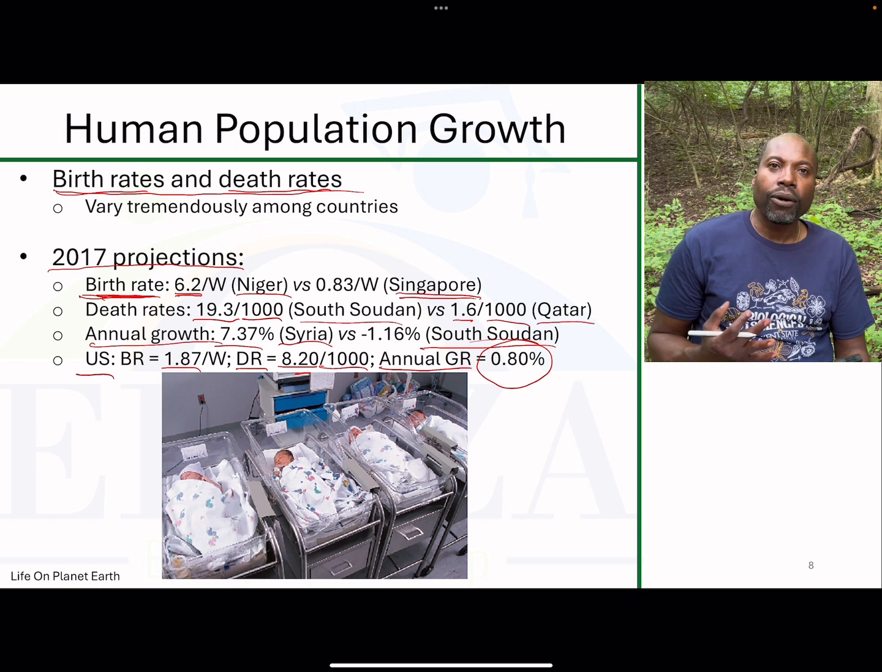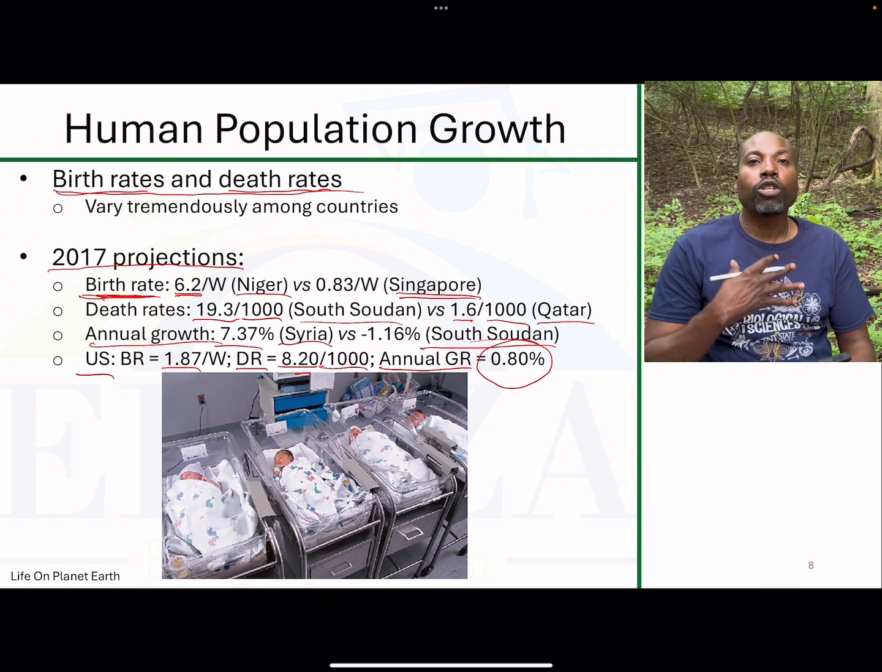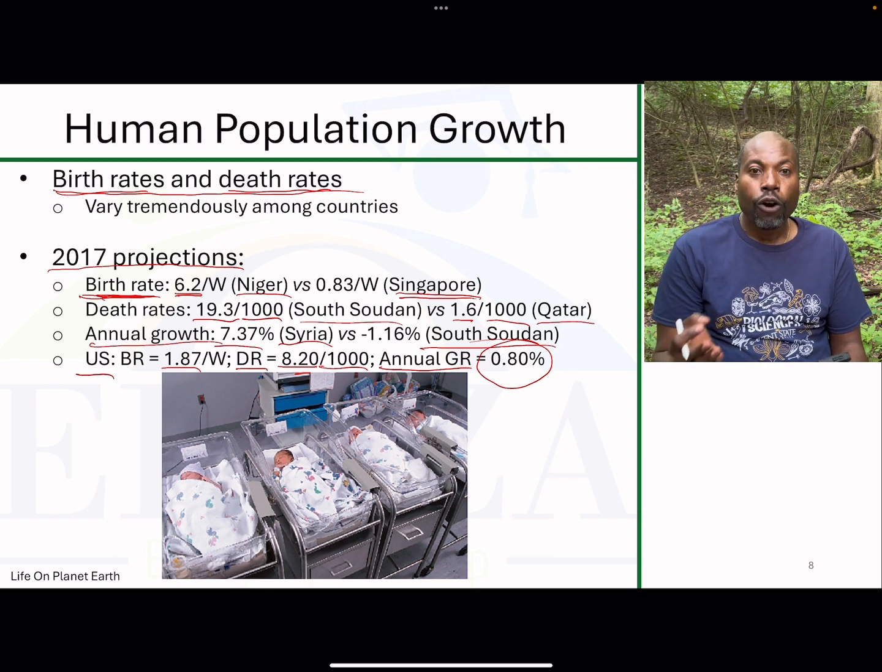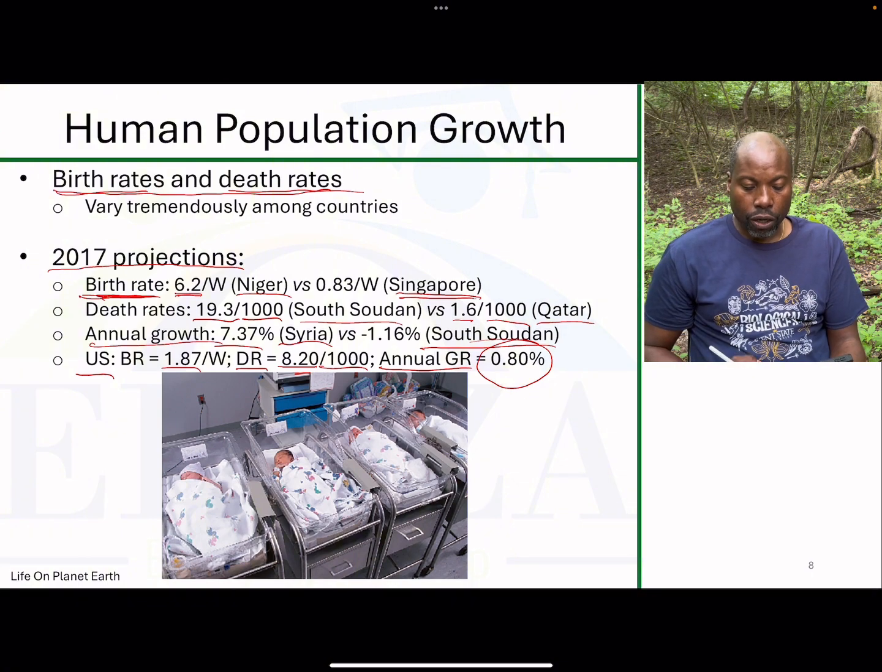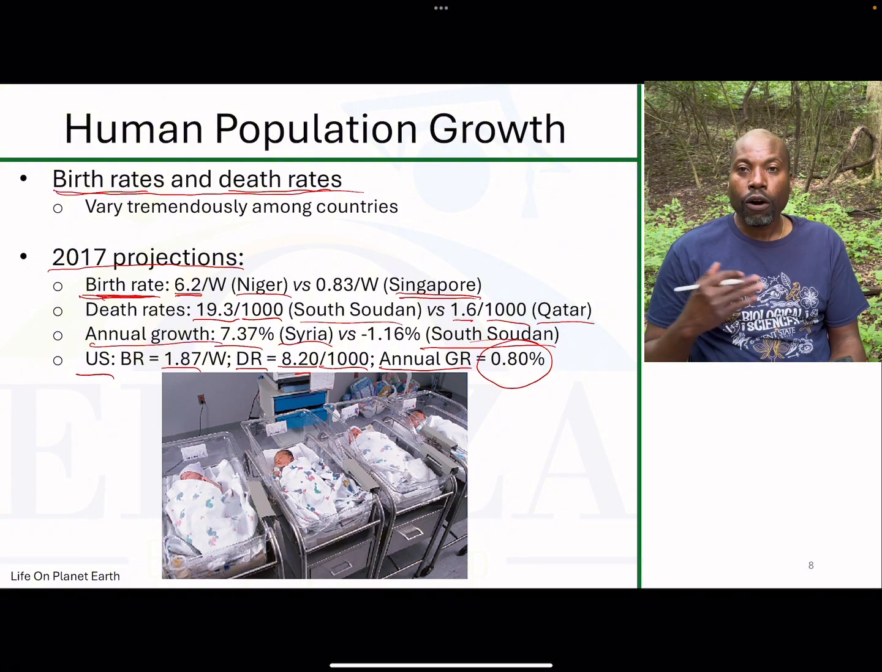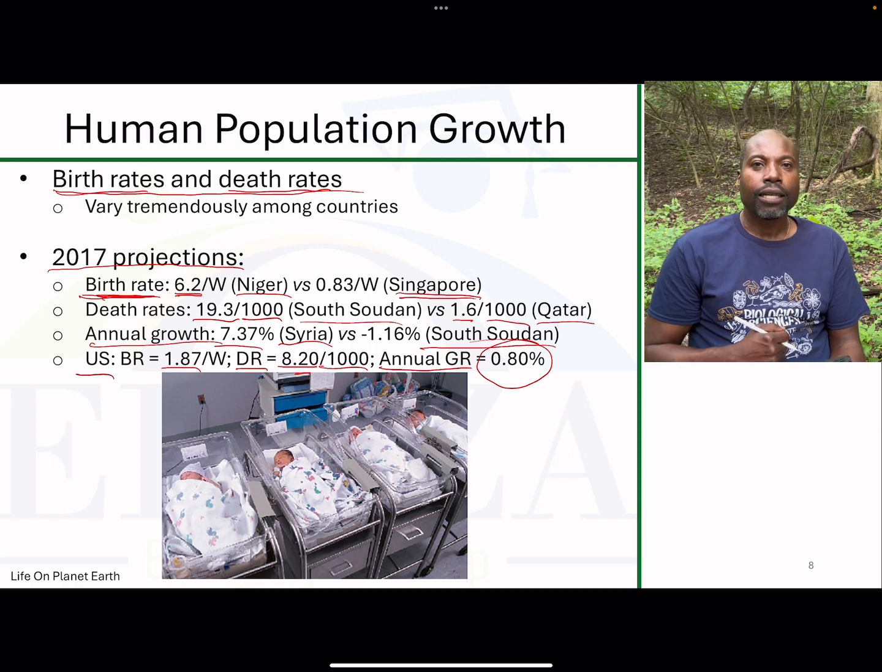So these numbers show you that there is a tremendous variation from one country to another when it comes to growth rate, birth rate, death rate, and even annual rate.